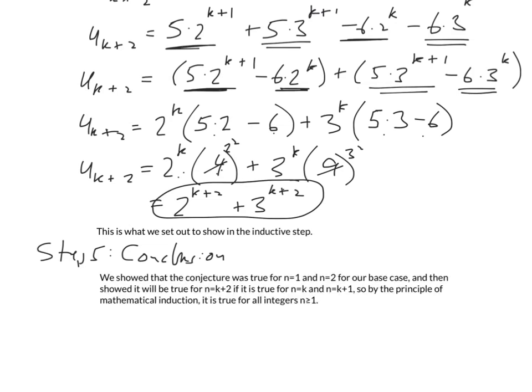So remember, in this case, our base case had to cover n equals 1 and n equals 2 because it was a two-step recurrence relation. So I wrote, we showed that the conjecture was true for n equals 1 and n equals 2 for our base case, and then showed it will be true for n equals k plus 1 if it's true for the two preceding terms. And so that means by the principle of mathematical induction, we've shown it's true for all integers n greater than or equal to 1.